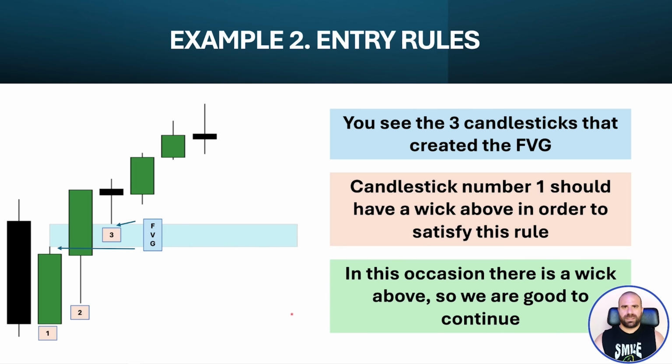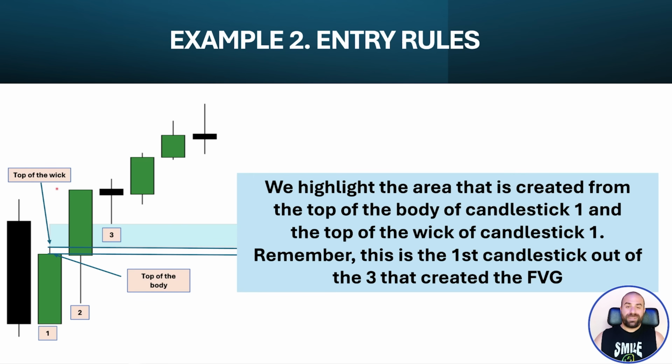So we proceed with identifying it. Top of the wick, we identify the top in this occasion of the body of candlestick number 1 and the top of the overall top, which is the top of the wick of candlestick number 1. We extend this area to the right. So the existence of an FVG is a prerequisite, but we will not be entering from the FVG at all. In other words, if you check it out, we need to see the FVG being penetrated with this strategy.